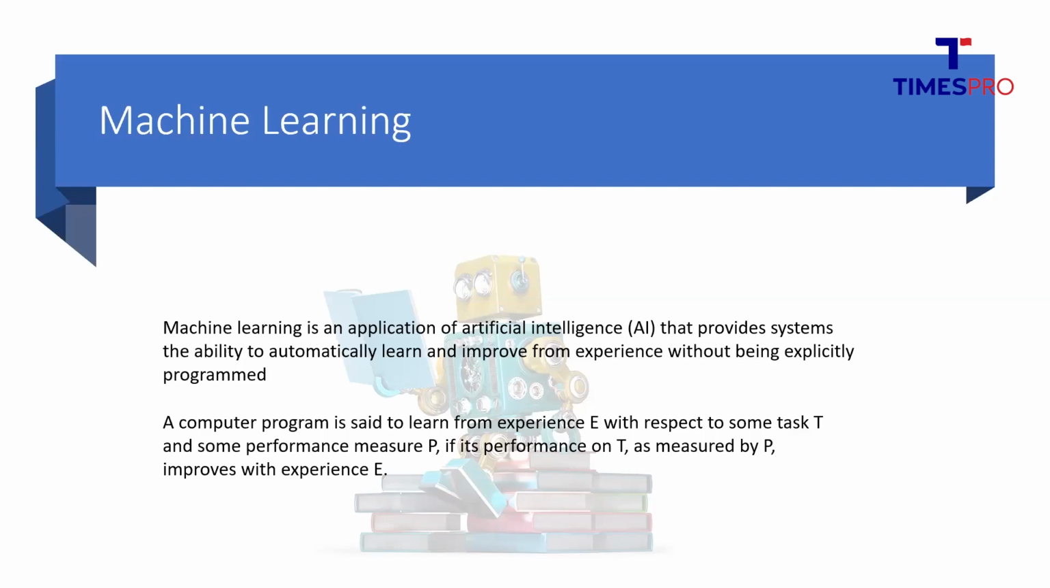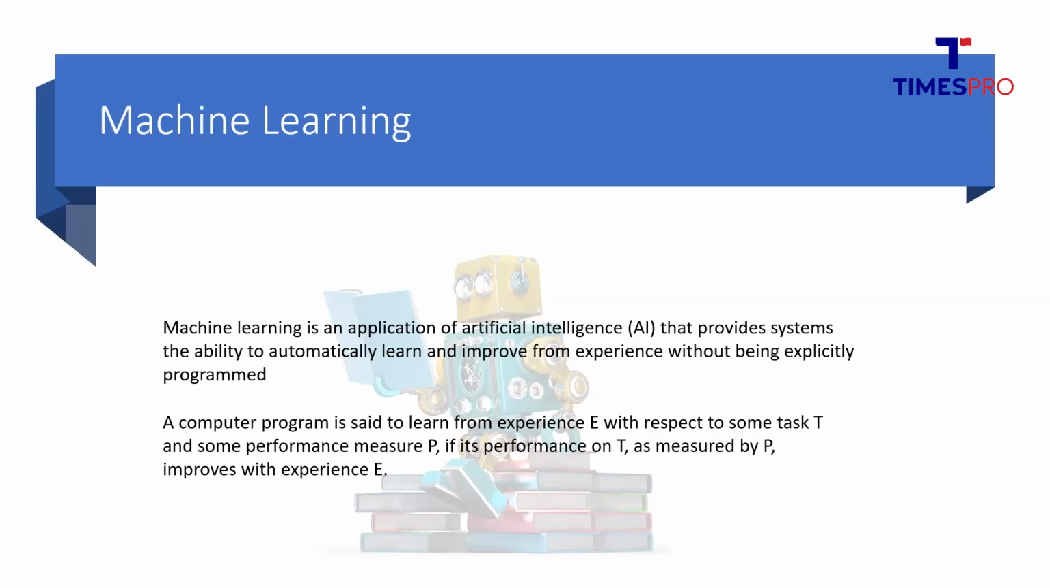Like we try to show it with the different variations, that this is how the dogs look like and this is how the cat looks like. And then there is a performance measure P. So performance measure is how right you are able to identify it. There is 80% performance, there's 90% performance, how accurate you are able to identify it.